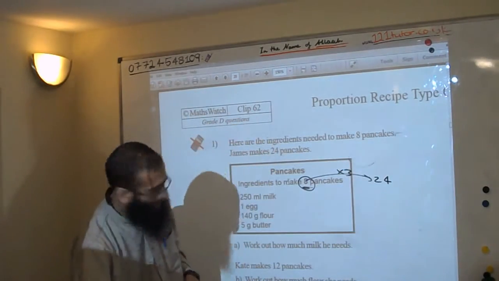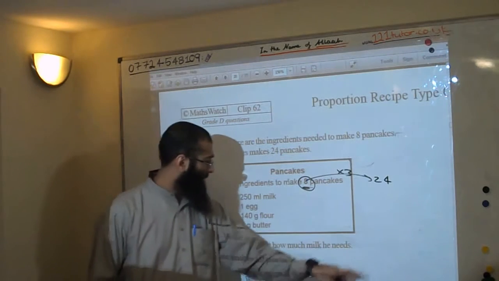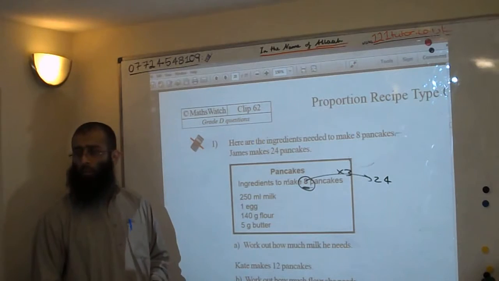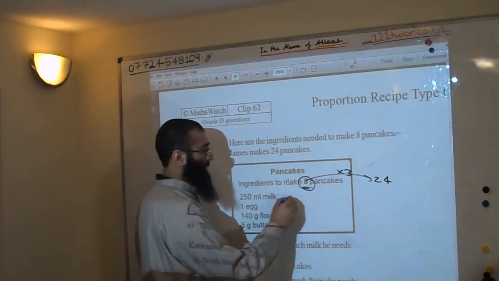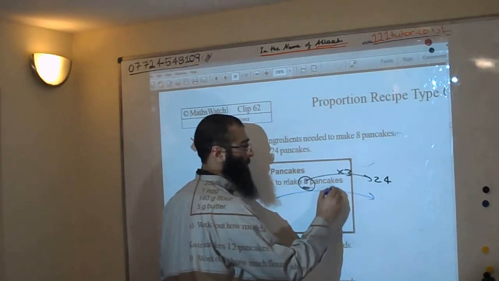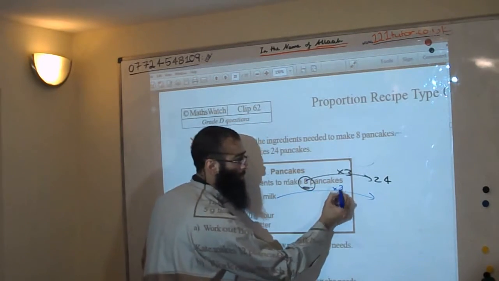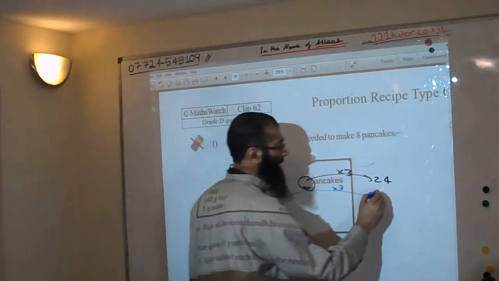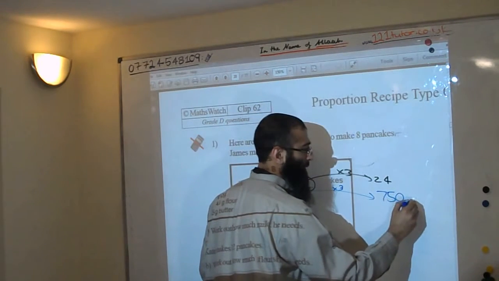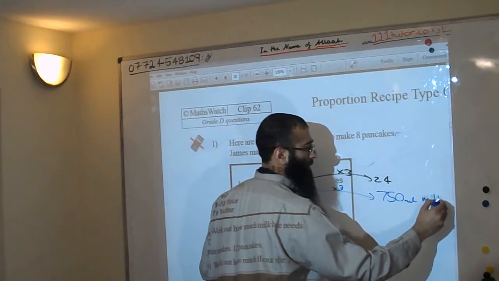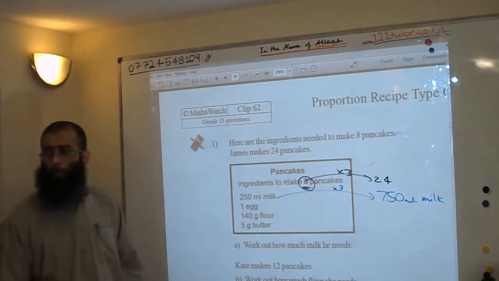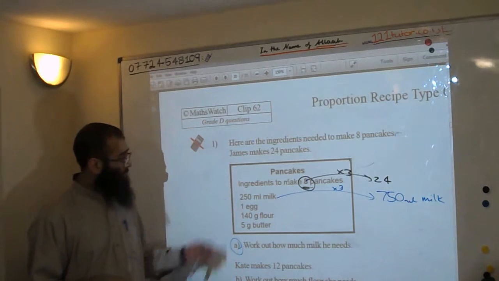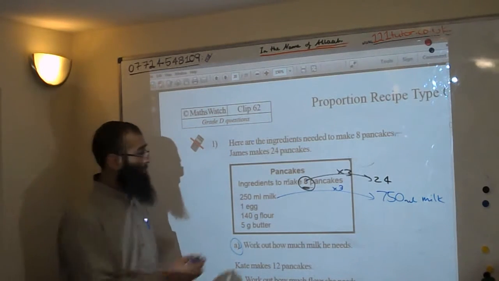The question says, work out how much milk he needs. We're going to work out the milk and all the others as well. So milk is going to be this, times by 3. So we have 250 times by 3, that will give us 750 milliliters of milk. That's what part A is all about, just that one part. But for good measure, we can do all of them.